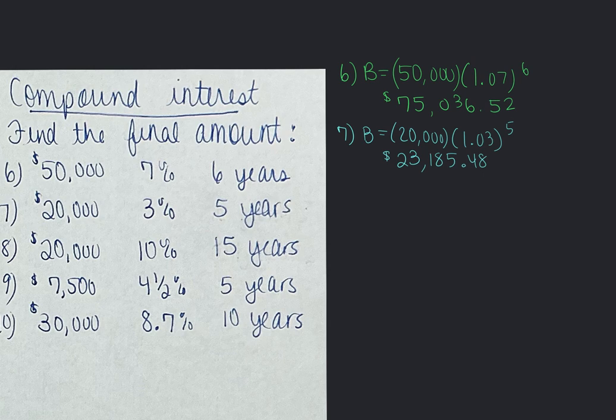Question 7, we're multiplying 20,000 times 1.03, and the exponent is 5. Make sure you hop twice to get 0.03. And my final answer is $23,185.48. The neighbor to this was a 1, so it stayed 48 cents.